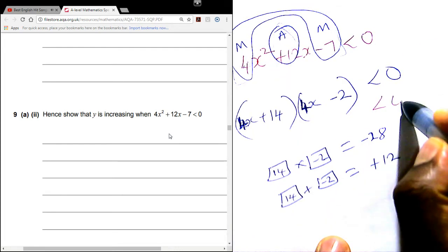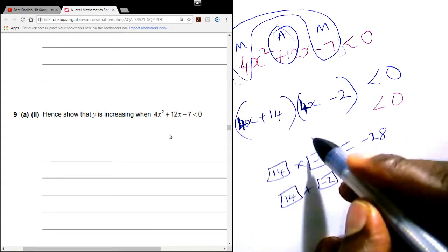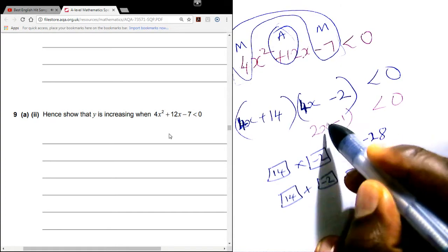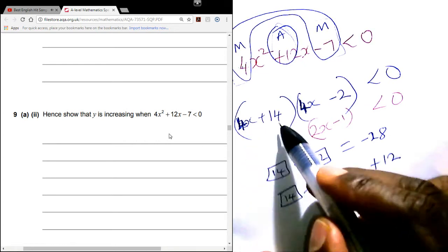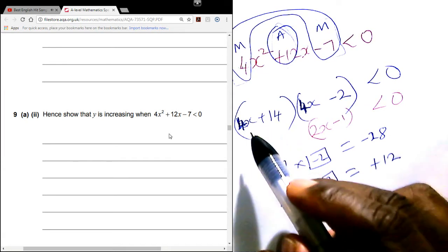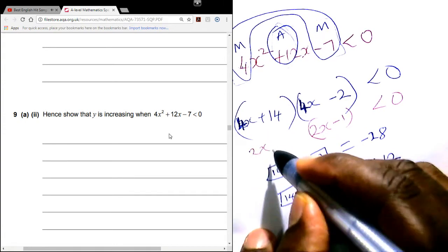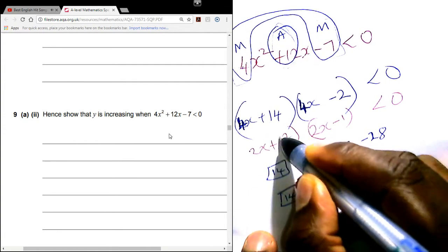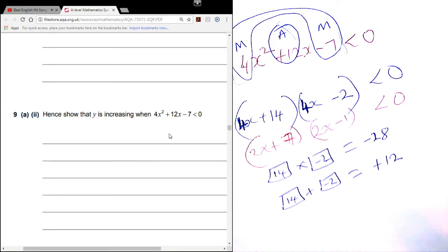Okay, so what do you think would go out of this bracket? 2. So when 2 goes out, we are left with 2x minus 1. The 2 that went out is not coming back, forget it. What do you think would go out in this bracket? 2 again? Yeah. So when 2 goes out, we're left with 2x plus 7. And the 2 that has just gone out would never come back. And that's your factorization done. So we have now factorized the quadratic inequality. It's left for us to solve.